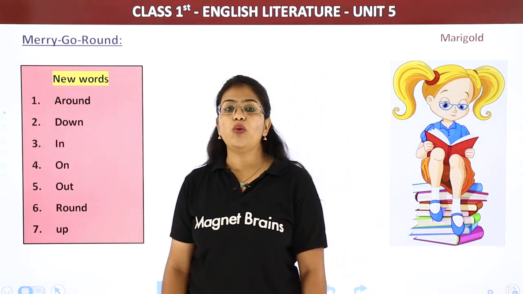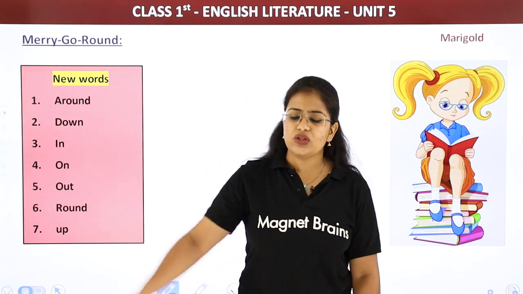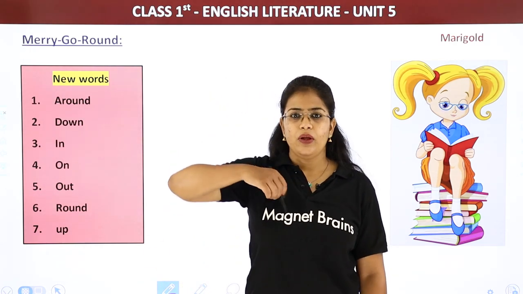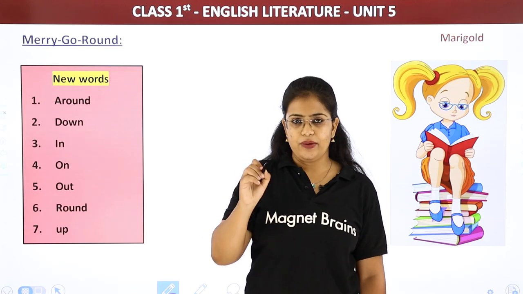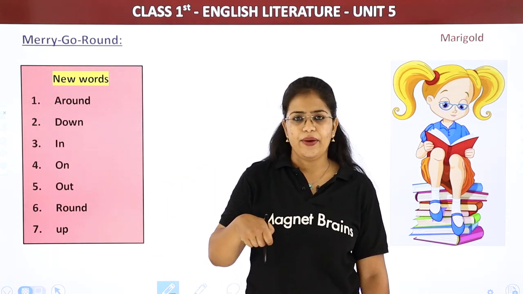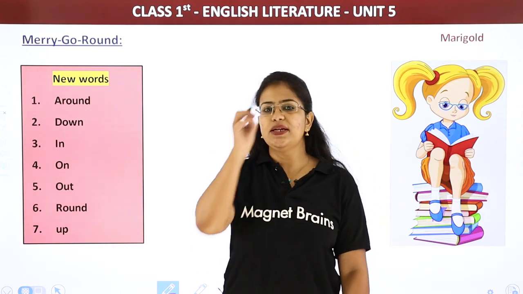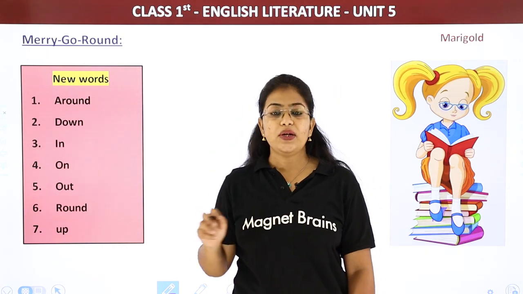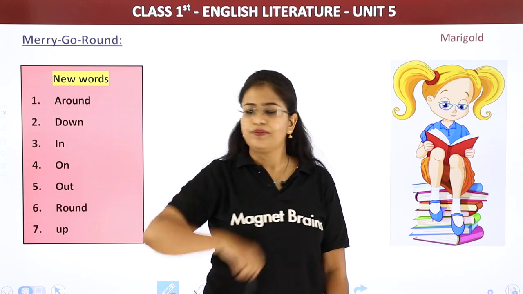A-R-O-U-N-D. Around. Around means uske chakkar mein. Round is circle. Around is uske aas pas gol gol ghoom. Theek hai? Difference pata chala? Round is goal and around is uske chakkar mein.